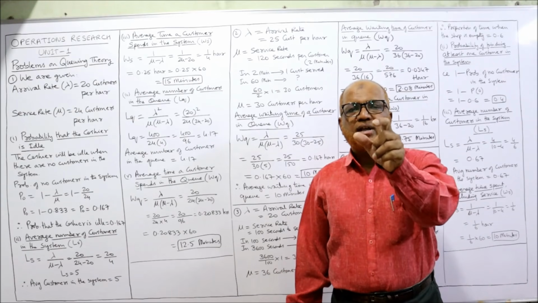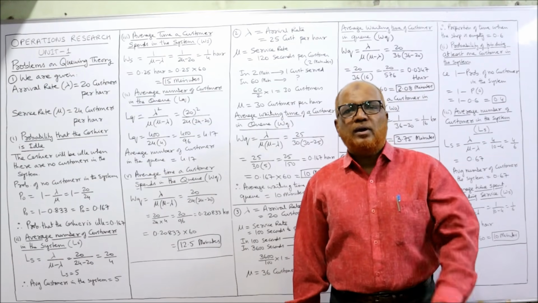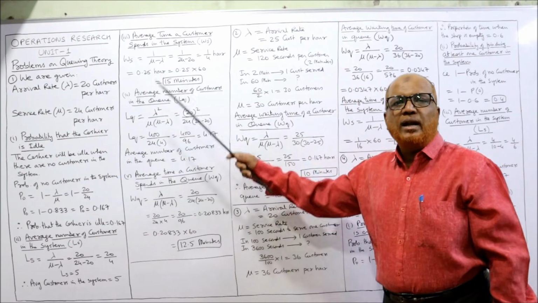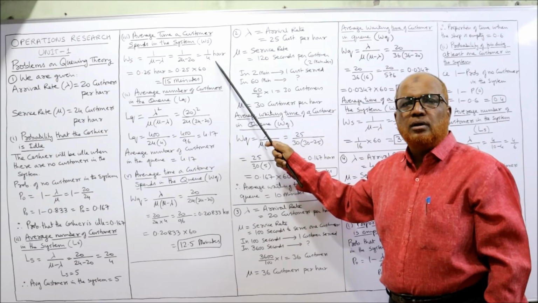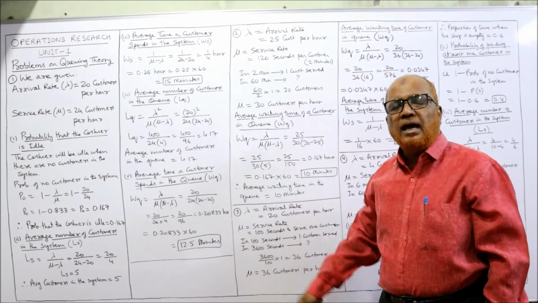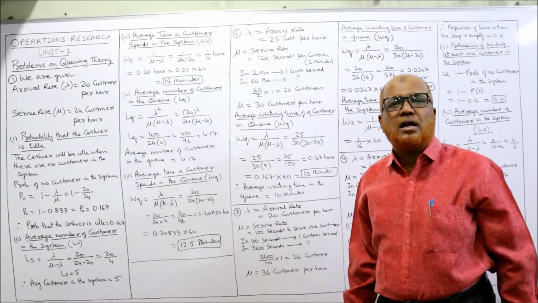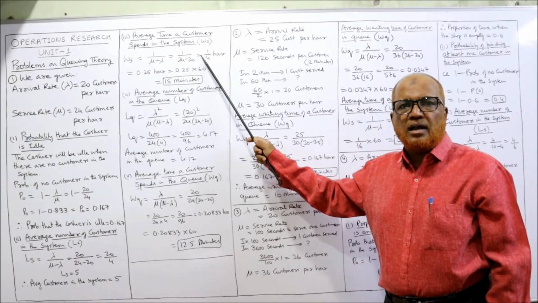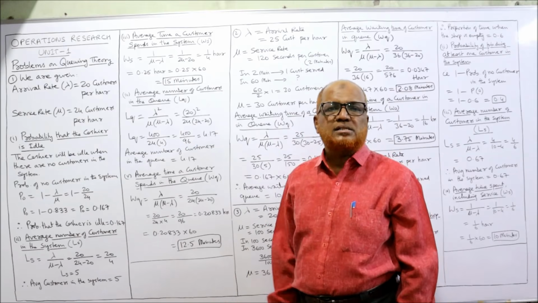WS stands for the average time a customer spends in the whole system. The formula for WS is 1 divided by mu minus lambda. 1 divided by 24 minus 20. That is 1 by 4. Time is expressed in terms of hours, whereas units are measured in terms of customers.